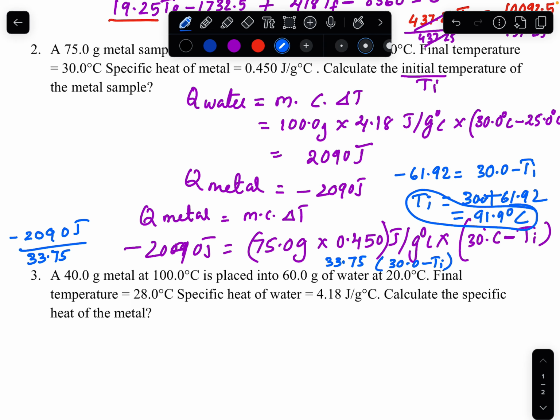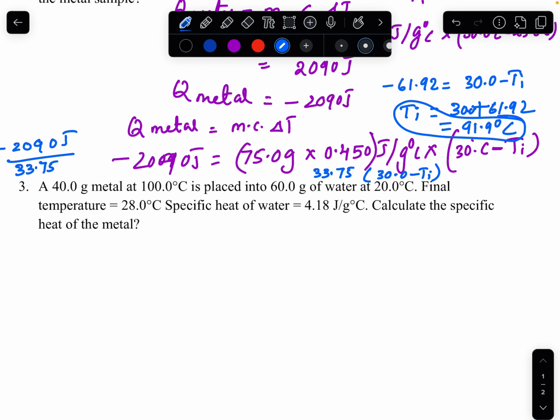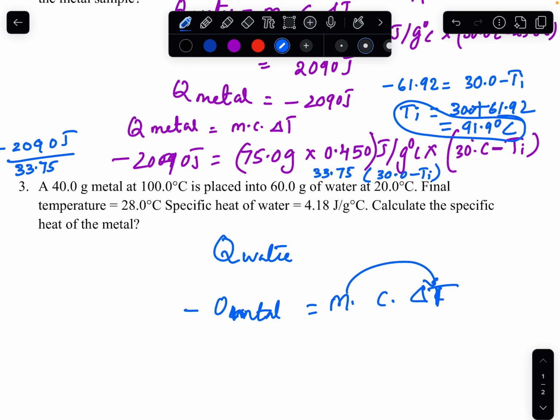So the metal was at a higher temperature. Now you can just check your logic. I think we did a couple of questions with the same strategy. First find the Q of water, then the negative of that will be Q lost by the metal, then M times C times delta T. Then multiply M with delta T, then C is equal to Q divided by M and delta T. Okay, you can do that. That's it.